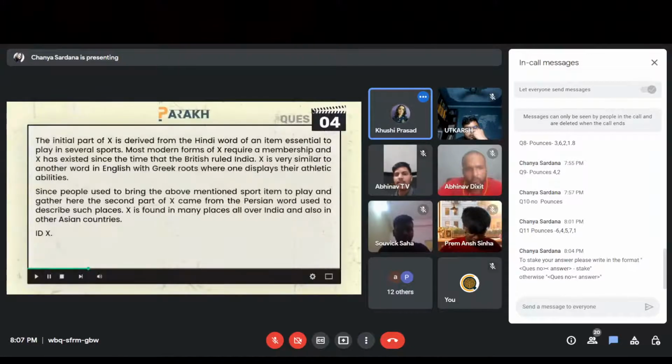On to the next question. Question number 4. The initial part of X is derived from the Hindi word of an item essential to play in several sports. Most modern forms of X require a membership, and X has existed since the time that the British ruled India. X is very similar to another word in English with Greek roots where one displays their athletic abilities. Since people need to bring the above, the second part of X came from the Persian word used for such places. X is found in many places of Asian countries. Identify X.